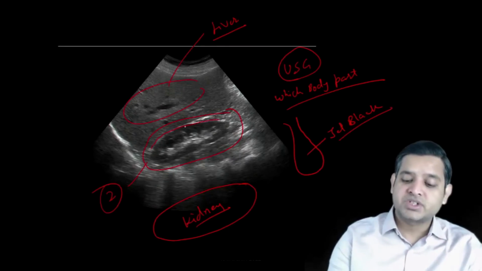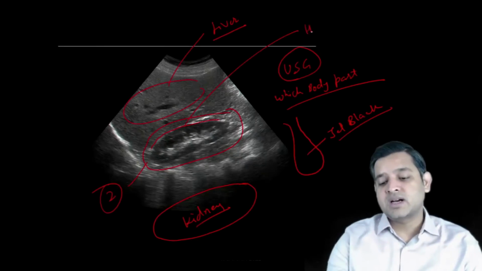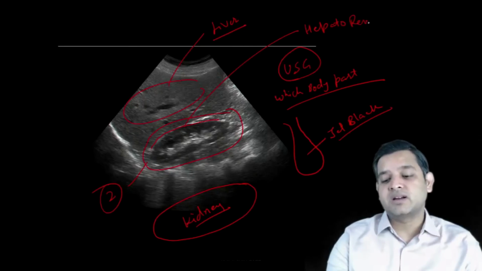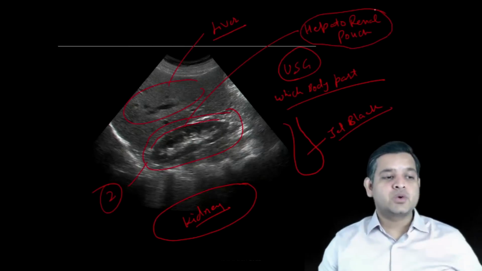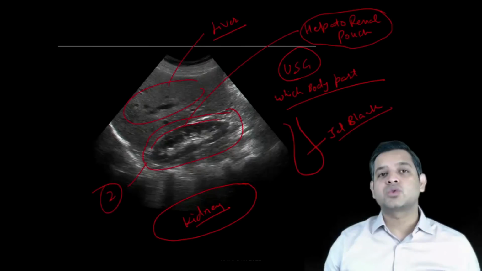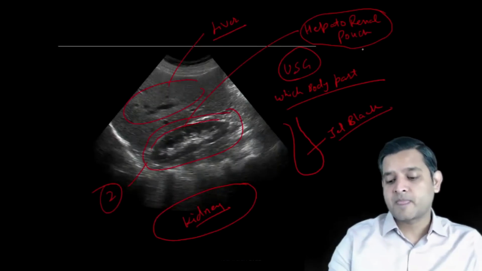In between the liver and the kidney we have a space which is called as, anybody who can tell me what is the name of this? This is called as a hepato, hepato means liver, renal, renal means kidney. Hepatorenal pouch. What is the other name for hepatorenal pouch? Anybody who can tell me? The other name for hepatorenal pouch is Morrison's pouch.